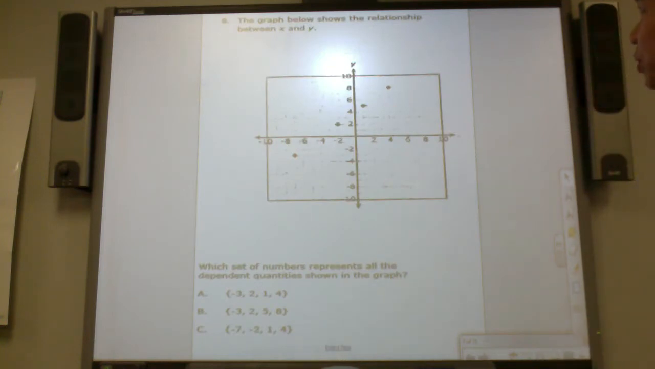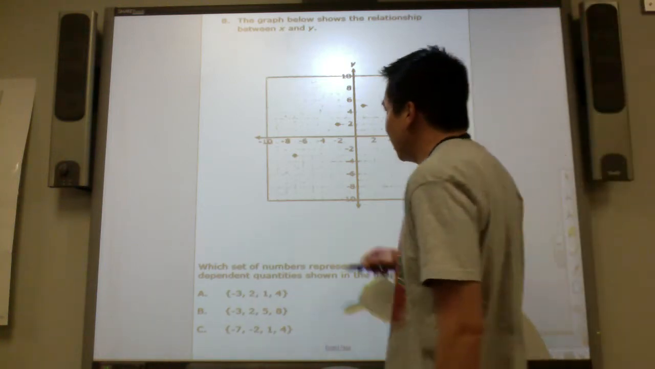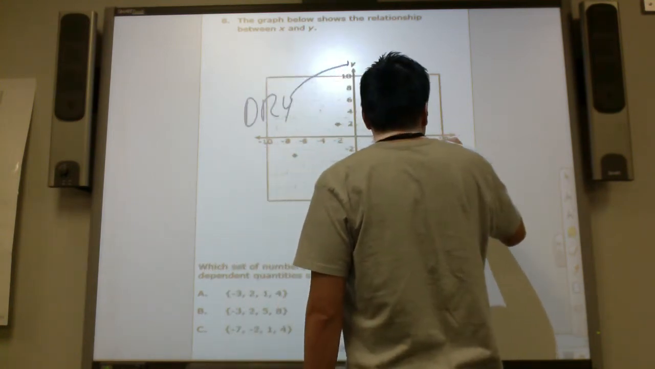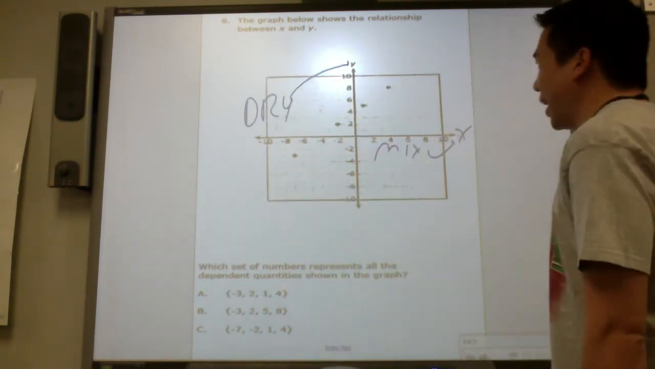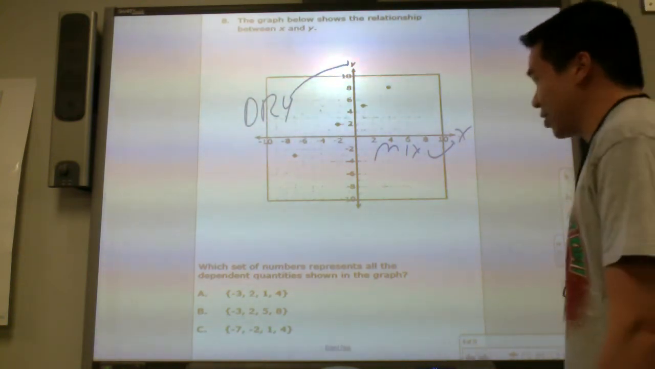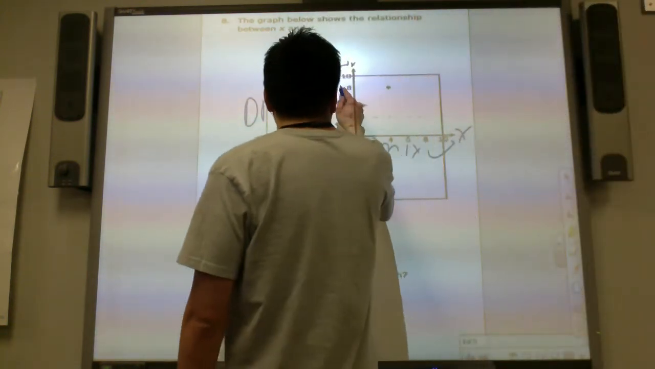Number 8. The graph below shows the relationship between x and y. Which set of numbers represents the dependent? Dry mix. So y is dry, dependent. X is independent. So dependent are these numbers.